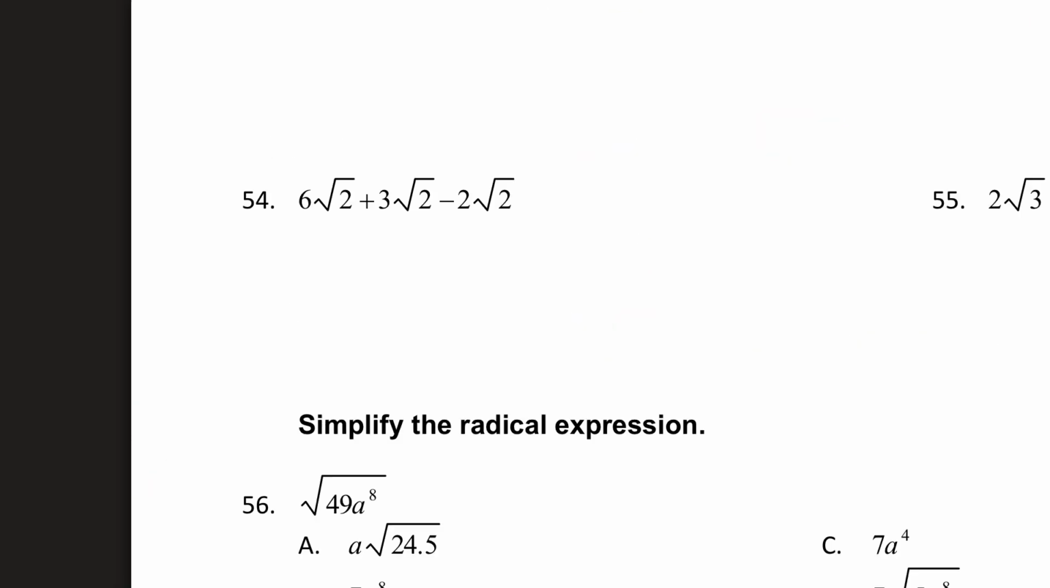Boy, did I get excited putting these radical questions on. Okay, 6 times the square root of 2 plus 3 times the square root of 2 minus 2 times the square root of 2. Hey, good news. They're all the same. They're all like terms. So we can just add and subtract their coefficients. 6 plus 3 is 9. 9 minus 2 is 7. This is 7 times the square root of 2.